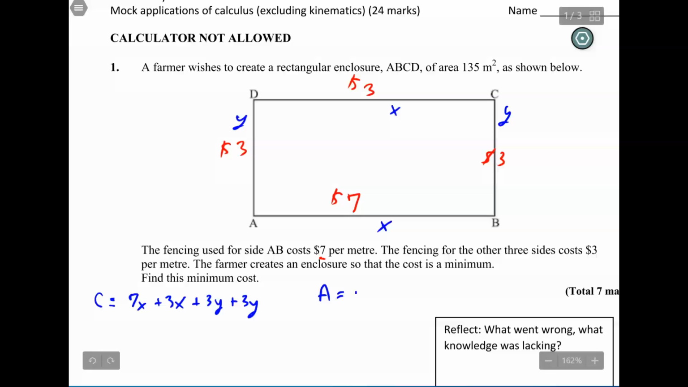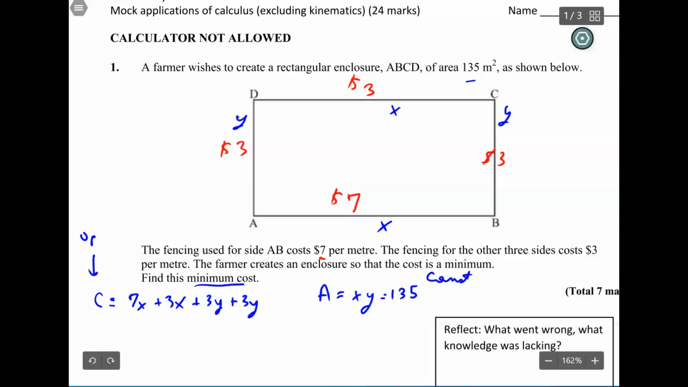Area is always equal to x times y. In this particular case, we also know that the area is 135, so we'll go ahead and write that down. Now we need to figure out which one of our equations is the cost, which is the optimization equation, and which one is the constraint equation. What's the difference between the two? Well, the optimization equation is the one that you are trying to minimize or maximize, so we already know that the cost equation is the optimization equation. So the other one is the constraint equation.